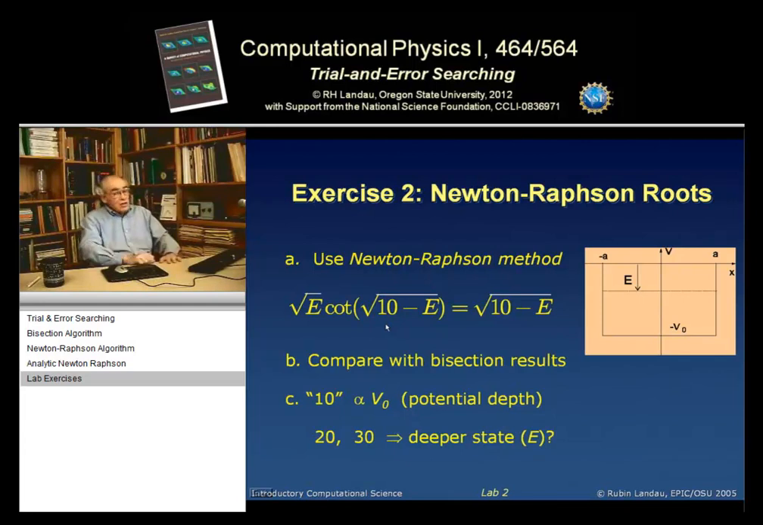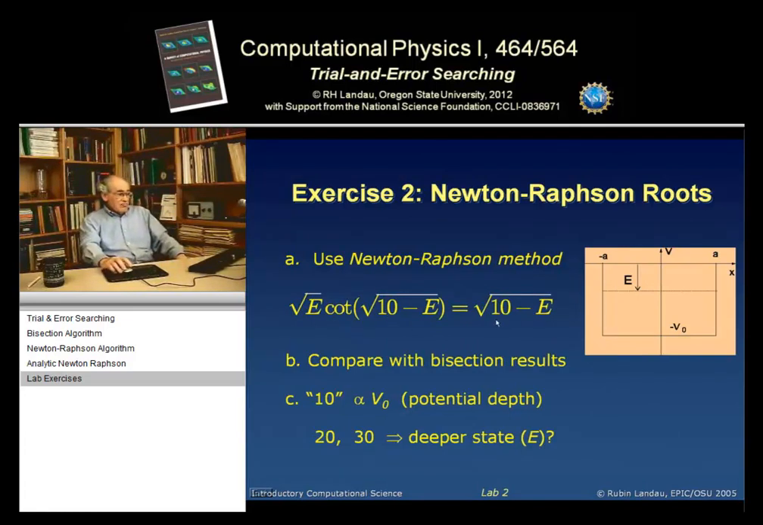And now try some physics. When you get the method to work, here's our well again. And the energy E is what you get out. And now it seems obvious that this is where the particle's energy must be. If you pull the bottom of the well down to make the well deeper, the energy should get deeper. You may even get more than one solution. You may get several possible solutions. See if that's true. Okay?